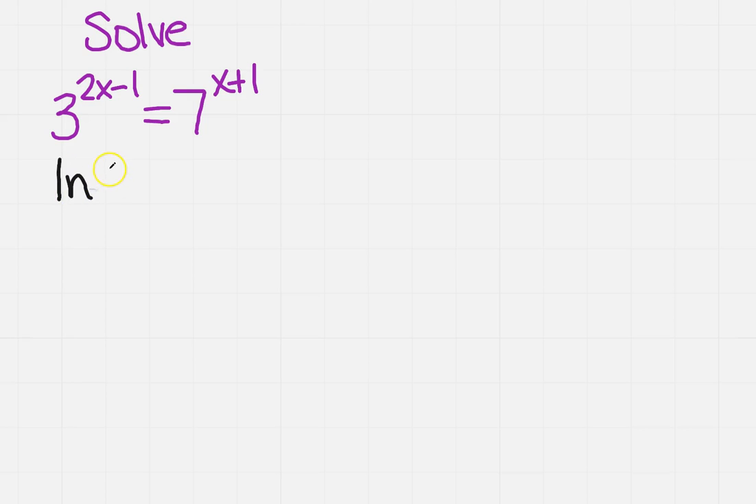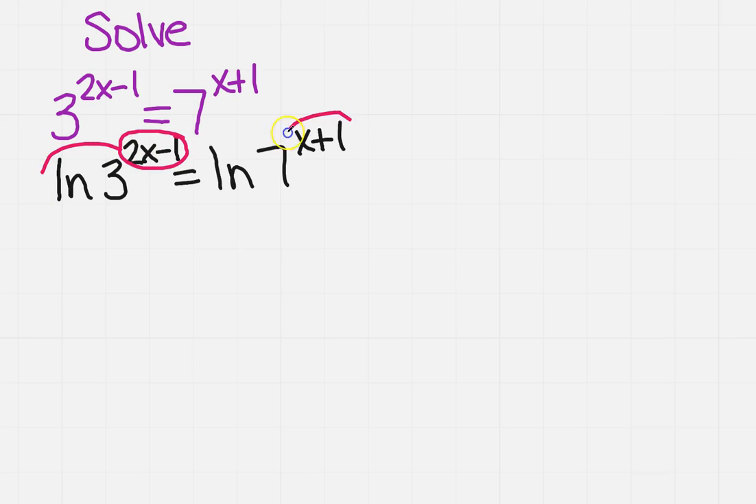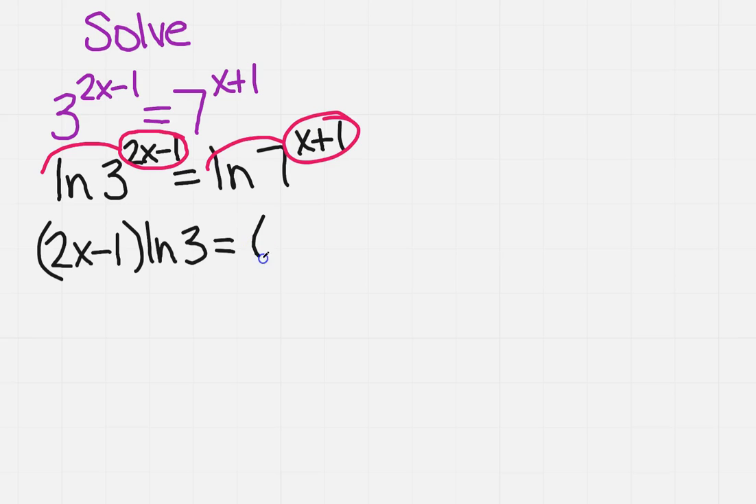So I'm going to have the natural log of 3 to the 2x minus 1 equals the natural log of 7x plus 1. So now I think it looks a little bit better. Of course, it's always going to have to look worse before it can look great. So if I have an exponent, remember we're going to take each one of those exponents and bring it out in front. So that's going to become (2x minus 1) times the natural log of 3 equals (x plus 1) times the natural log of 7. Okay, so far so good.